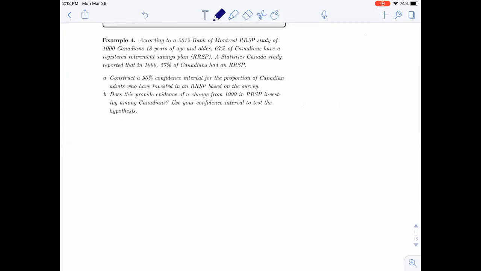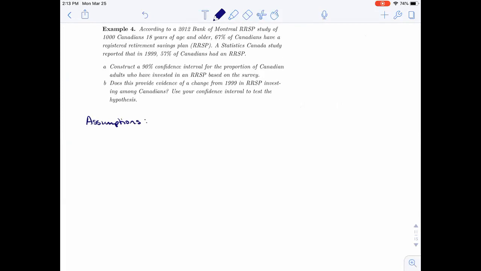So for our assumptions, remember our assumptions have 2 parts, and the first chunk we're going to check regardless of if we're doing a confidence interval or a hypothesis test. So those will be the same regardless. But then the second part is going to change depending on if we're about to do a hypothesis test or a confidence interval. And on the assignment, you're doing one of each.